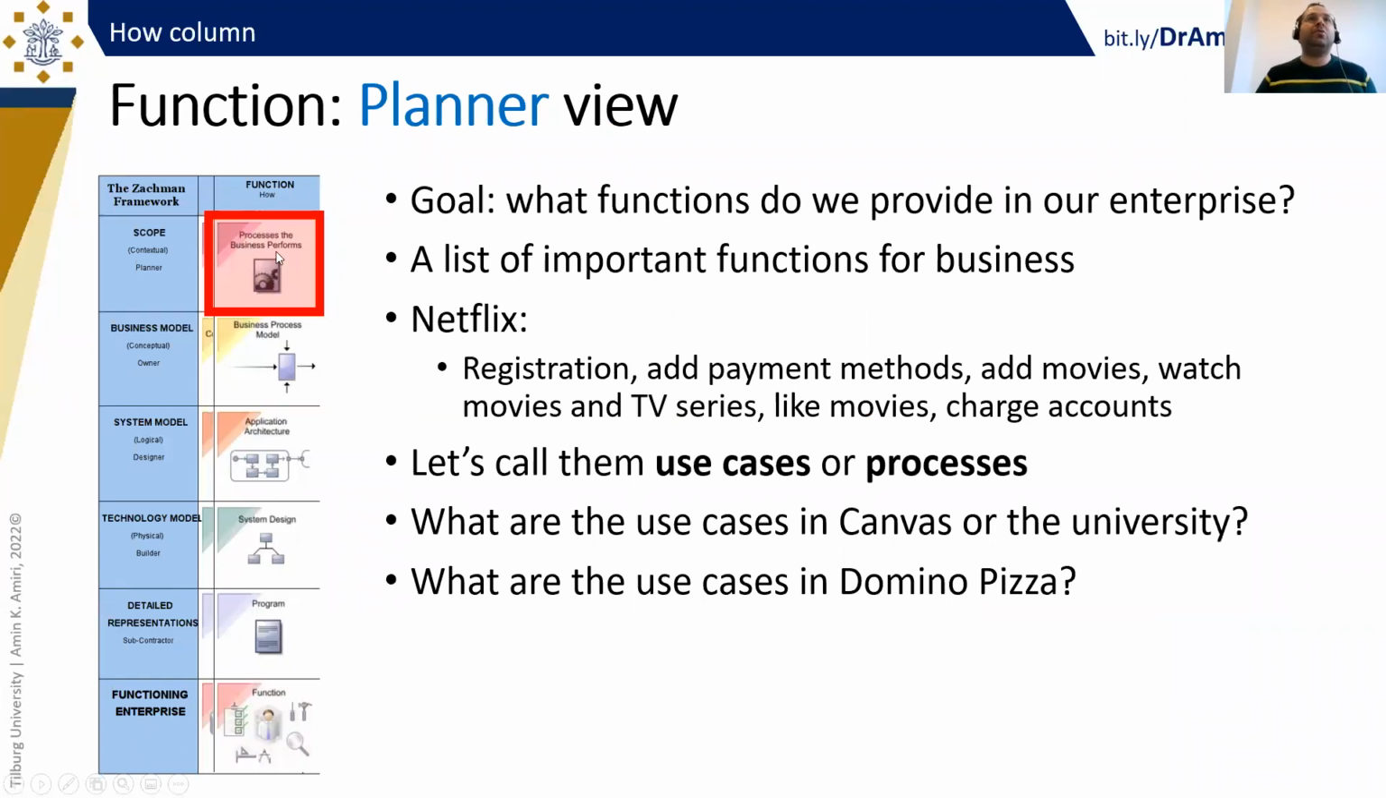Now we would like to know, someone at the top of Netflix or at the top of the university just wants to have a list of important functions for that business. For example, for Netflix, registration is important. This is a function that needs to be added. Adding payment method, adding movies, charging accounts, liking a movie, and also watching a movie.